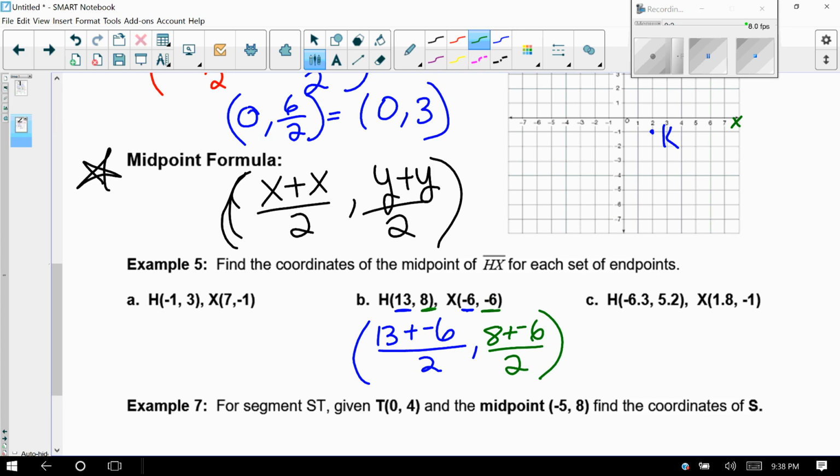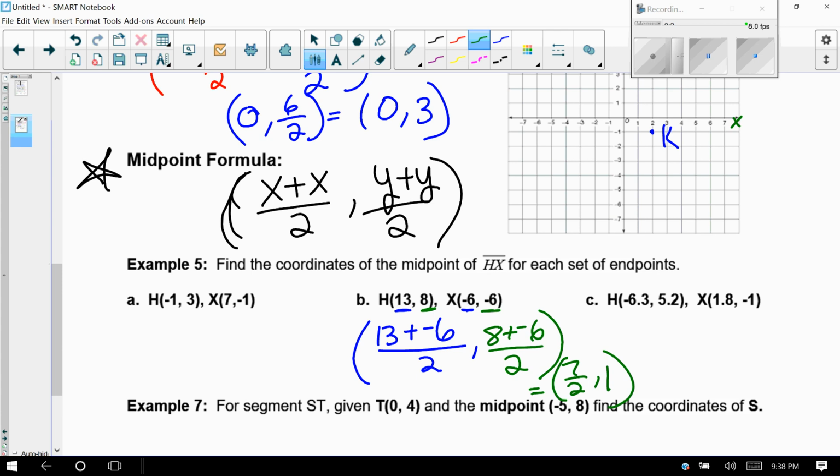13 plus -6 is the same thing as 13 minus 6, which is 7 divided by 2. Since it's a fraction, since it's a decimal, I would just leave it like that. 7 over 2, comma. 8 minus 6 is 2 divided by 2. Anything divided by itself is 1, right? So that's it. Ta-da. I will help you with C. Since there is a decimal, I'm going to help you go over this, okay? And then let's do a question that's very similar to this with the decimal.